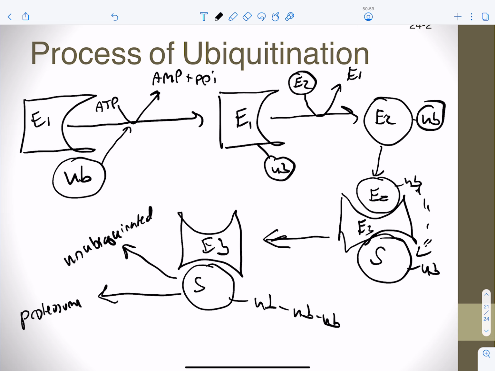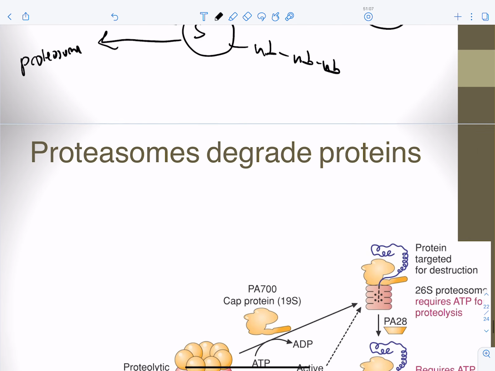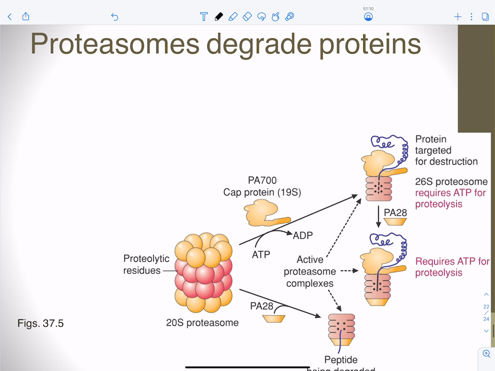And then you get a ubiquitin plus a substrate gets released. Now your proteasome is going to degrade proteins. The polyubiquitination, the more ubiquitin added to a substrate, is going to have more of a chance of being degraded by the proteasome.